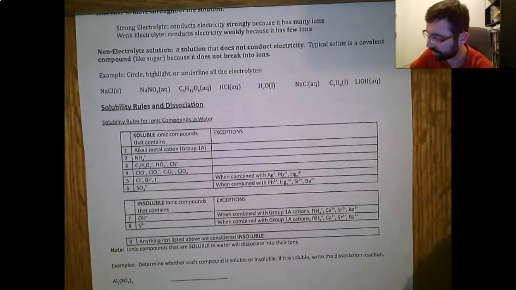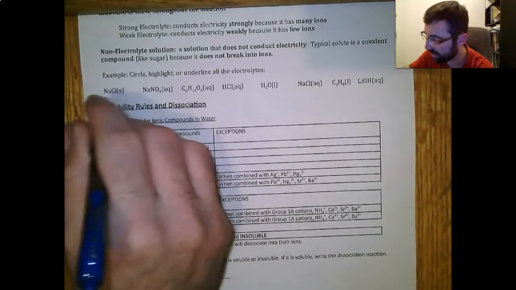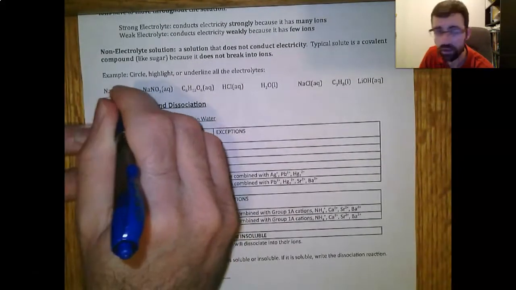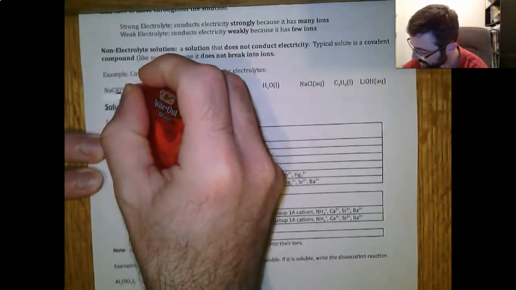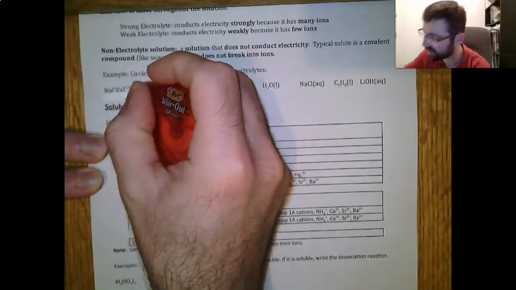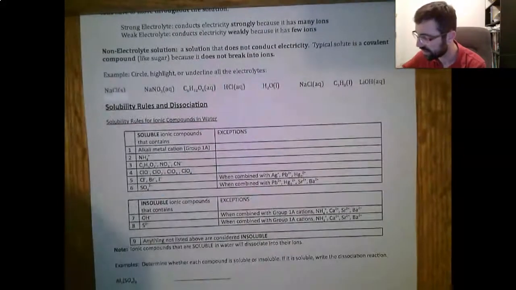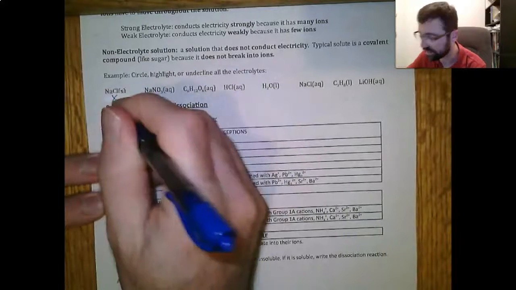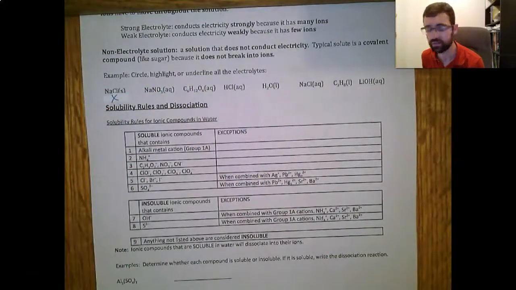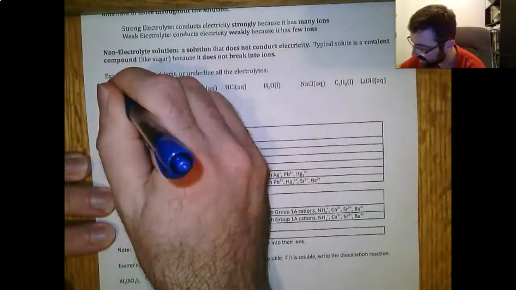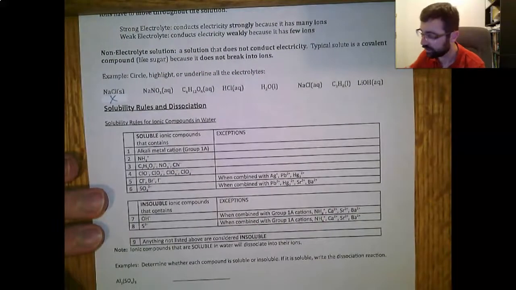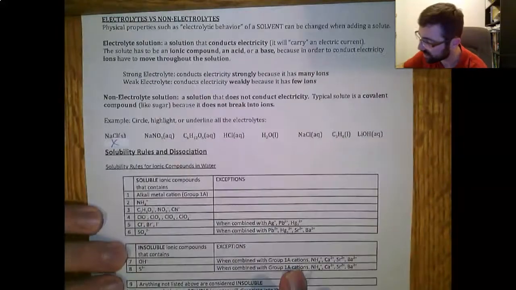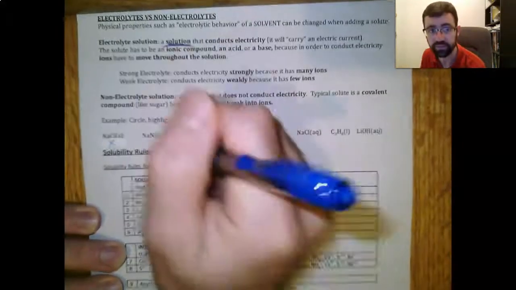Watch out for this one. This one's not an electrolyte because the state of matter is solid. Since it is solid, it's not actually an electrolyte. So I think I just underlined it and I wasn't supposed to. Okay, so not this one. That one's not actually an electrolyte, and the reason is because it's solid. It's in the solid state of matter. Remember, an electrolyte is a solution, so we have to find something that's dissolved.